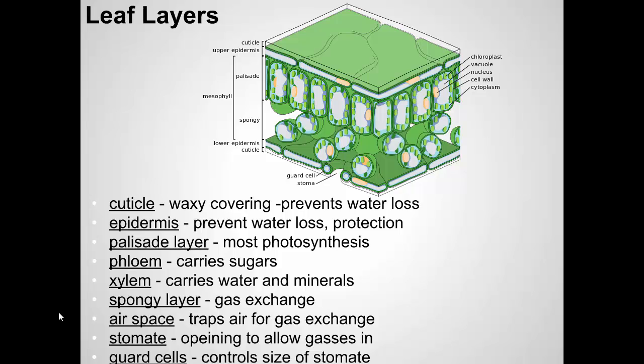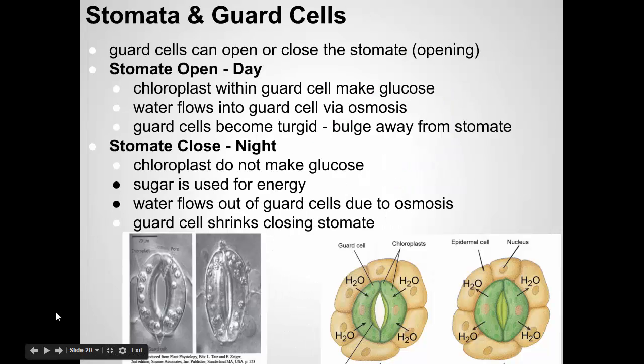You have the vascular tissue, which is not really shown in this view. It was shown in the previous one. The phloem carries sugar, the xylem carries water and minerals, and then the spongy layer is mainly used for gas exchange, because as gases enter the leaves, they can move through these spaces and diffuse into the cells so that the plant cells can get the gases that they need, the oxygen and carbon dioxide. And it's these stomates that allow those gases in, and the guard cells open and close the stomates. So there are the various layers of the leaf.